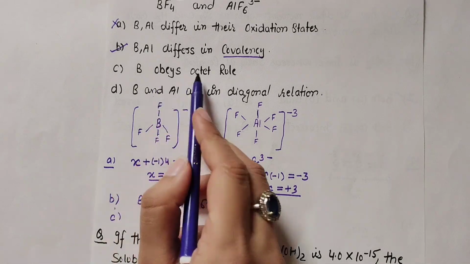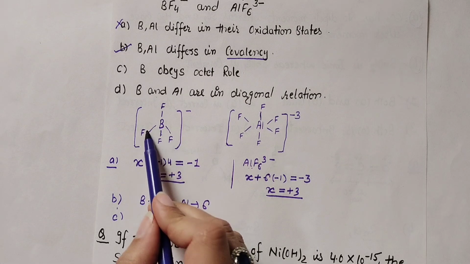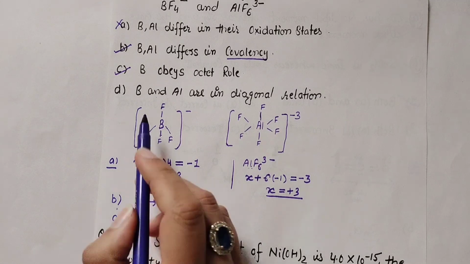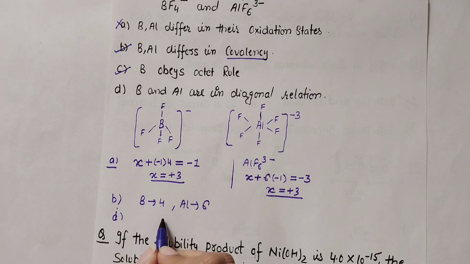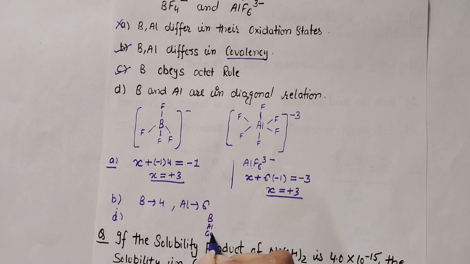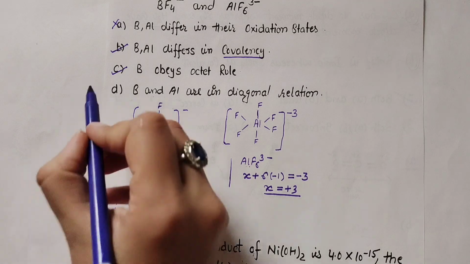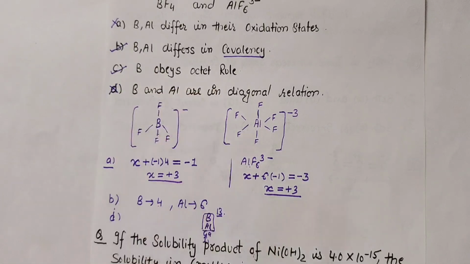And for C, boron obeys the octet rule. So in this, let us count 1, 2, 3, 4, 5, 6, 7, 8. Yes, it obeys the octet rule, so C is also correct. Okay, so last is boron and aluminium are in diagonal relation. So for D, we know that for the boron group, boron, aluminium, gallium, indium, thallium, it is the 13th group of the periodic table. Aluminium comes just below boron, so it is not a diagonal relationship, but it is an element of the same group. So option D is incorrect. So the right options are only B and C.